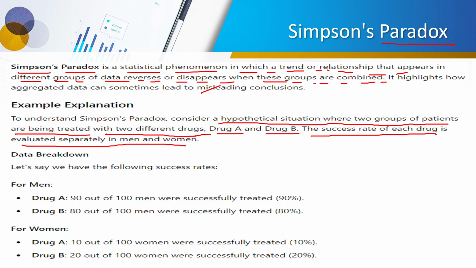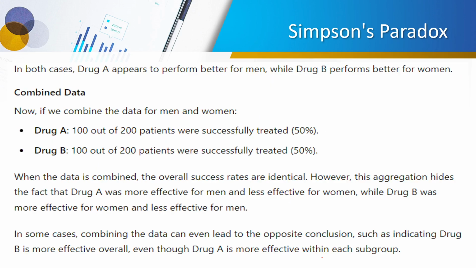So what happened for men? Drug A's success rate is 90%. And for drug B in men, the success rate is 80%. The same drugs, if you consider in women: 10% for drug A in women and 20% for drug B in women. Clear? Now just by observing this, what do you feel? Drug A is more good for men, and drug B is also more good for women. Clear?